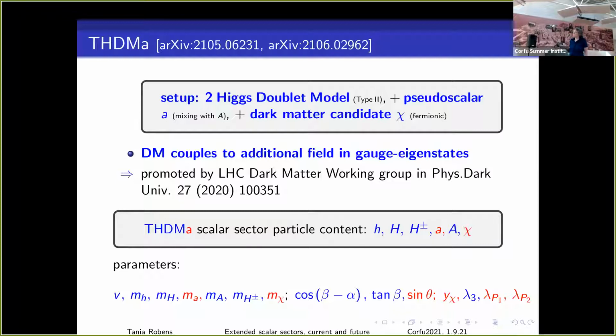You have this scalar particle content: the Standard Model-like scalar, then, in blue, the typical two-Higgs-doublet model additional scalars, and then an additional pseudoscalar and the dark matter candidate, and a very long list of parameters. I'm not going to go through it. You have 12 free parameters, basically.